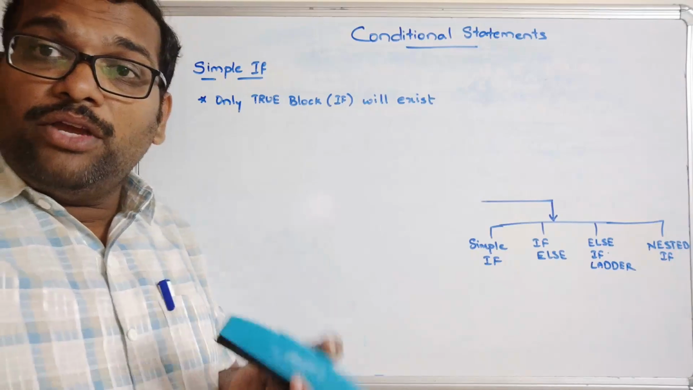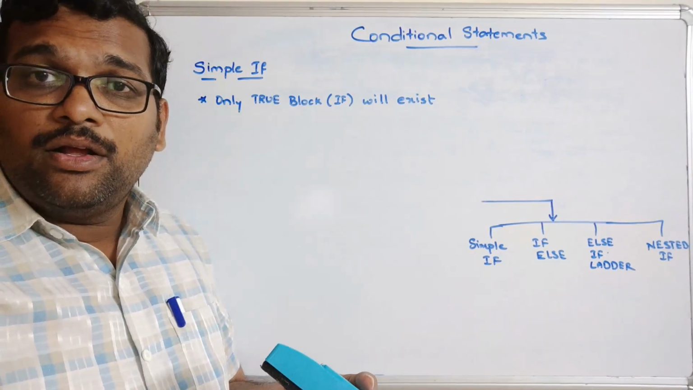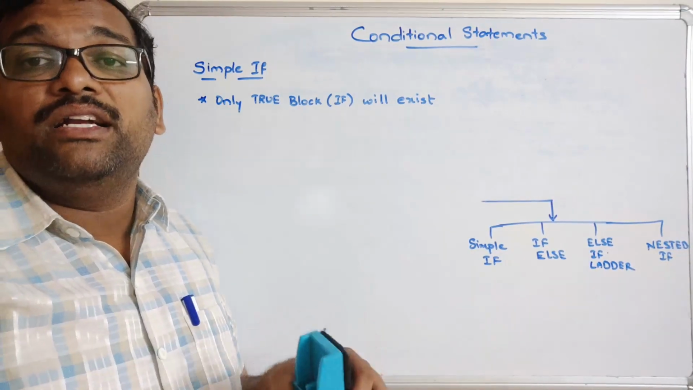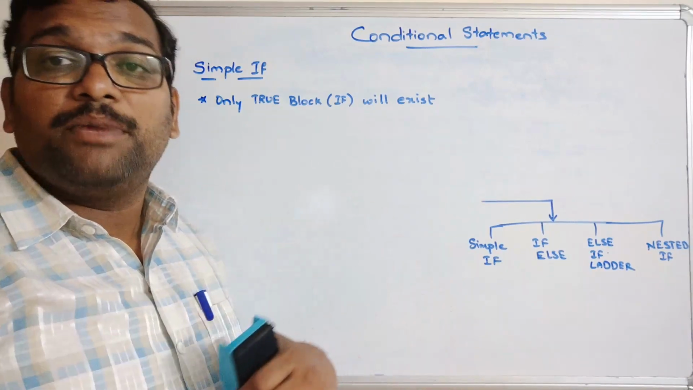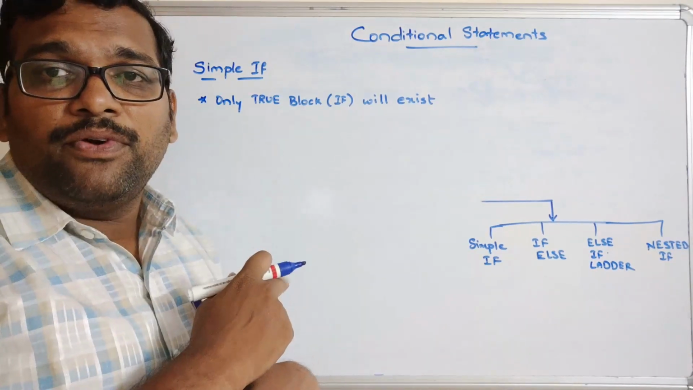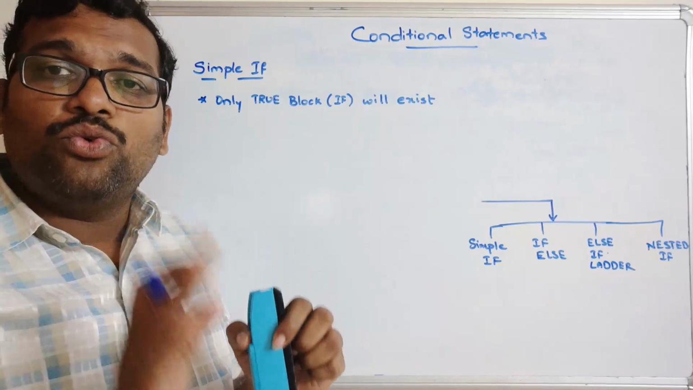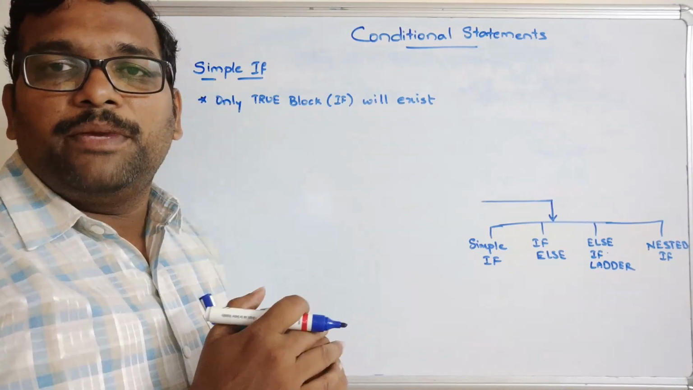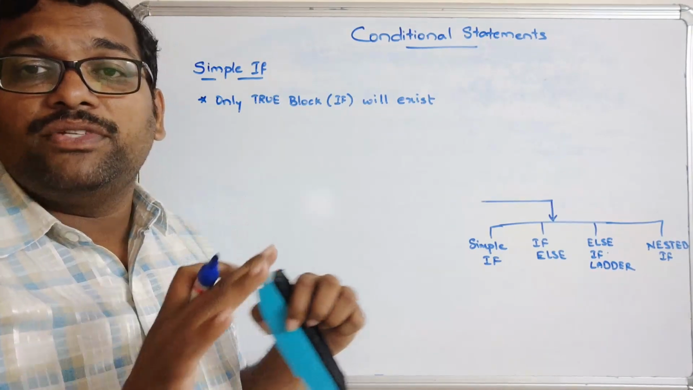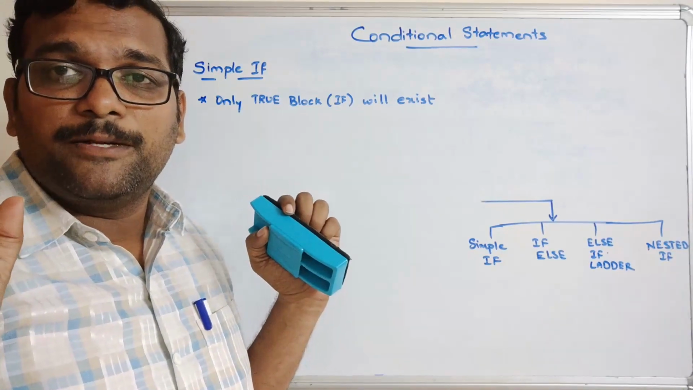So we have to give the instructions to the interpreter, which are to be executed if the condition becomes true as well as if the condition becomes false. So in this simple if, we are giving the instructions only if the condition becomes true. We are not giving any kind of instructions if the condition becomes false, right?